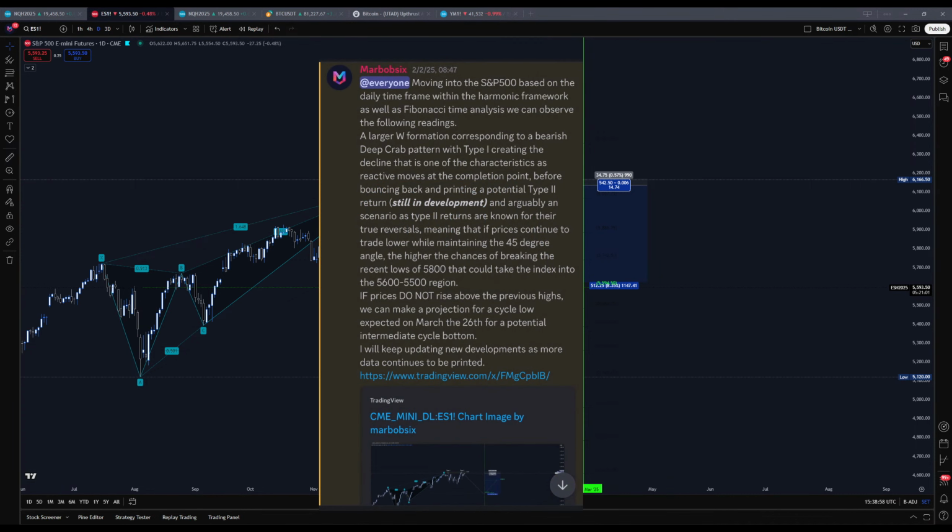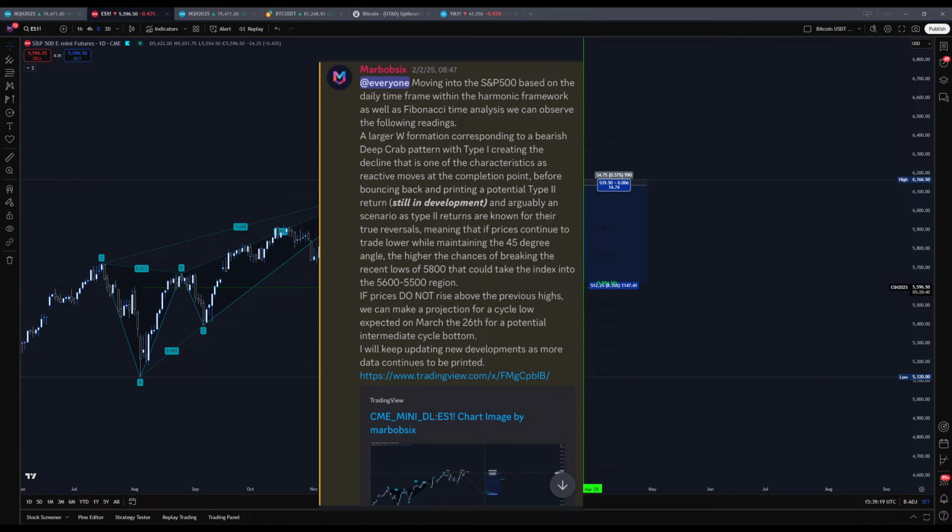February the 2nd, 2025. This is a copy paste from a screenshot from a room where I presented the arguments on the S&P suggesting the following. Moving into S&P 500 based on daily time frame within the harmonic framework, as well as Fibonacci time analysis, we can observe the following readings.